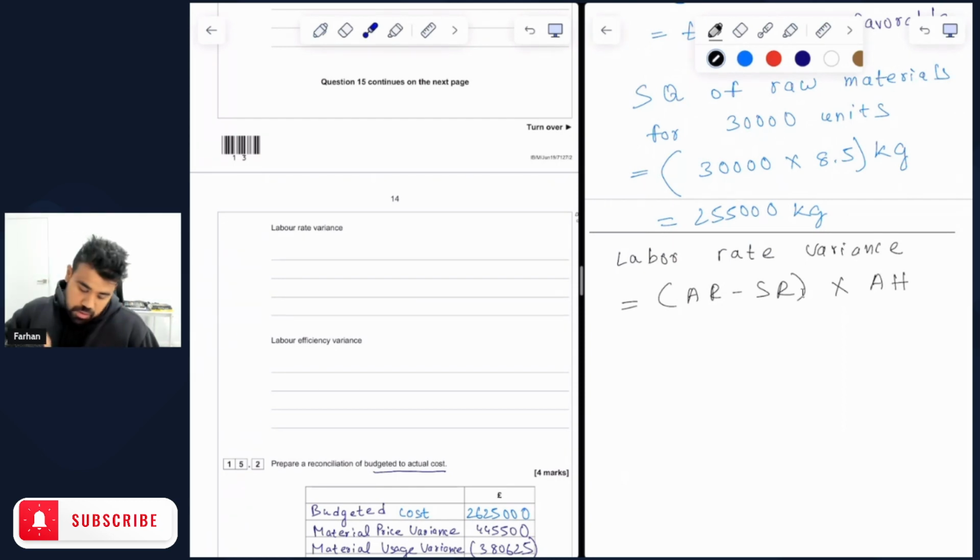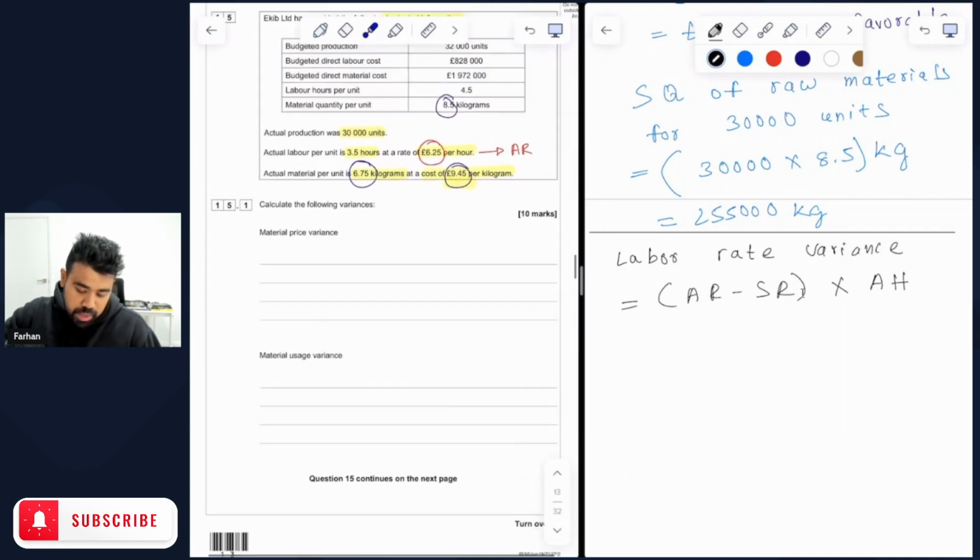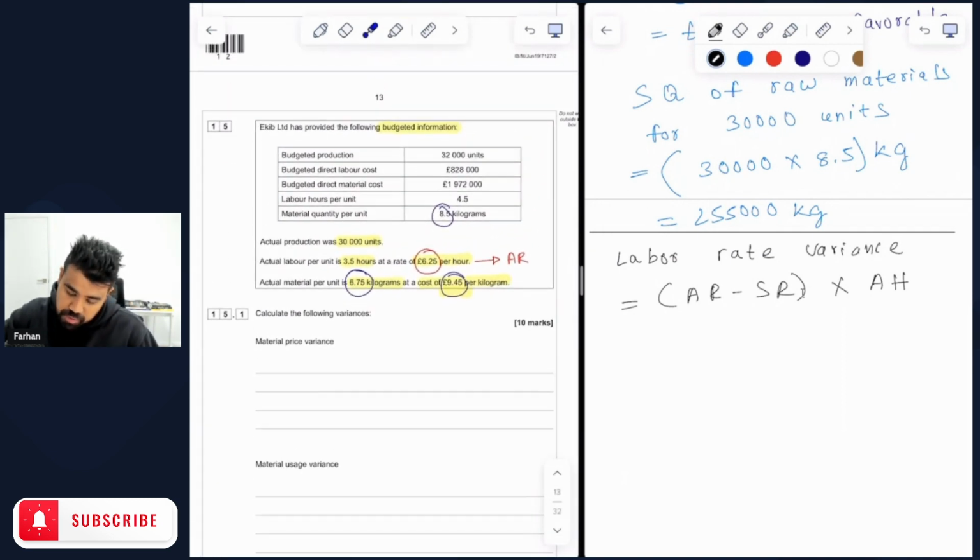Okay. So we have to calculate most of the numbers, I believe. So let's see what we have got. First of all, what is the actual labor rate? If you read the second last line of the question, it says actual labor per unit is 3.5 hours at a rate of £6.25 per hour. So we have been provided with the hourly rate, straightforward. So that is 6.25. We do not know the standard rate, which is something that we have to calculate.